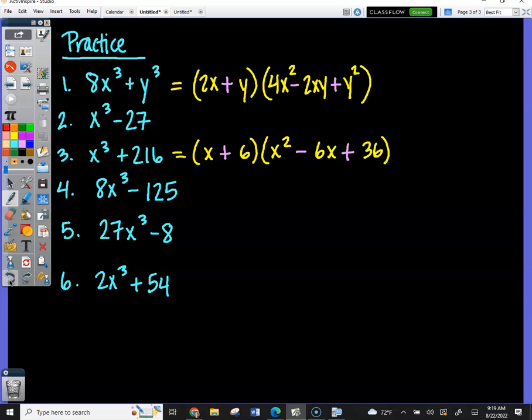Or easy check mark on that question. Oh no, go ahead and definitely square it. Did you get this for number 2? Get that?